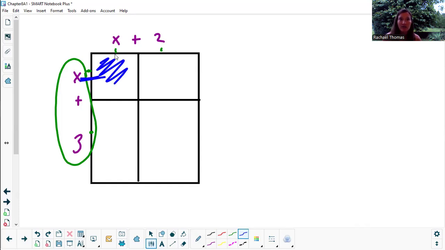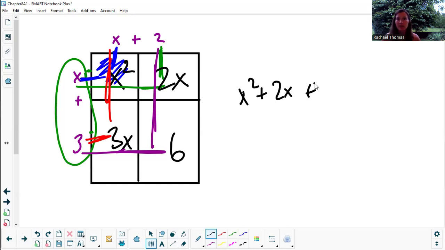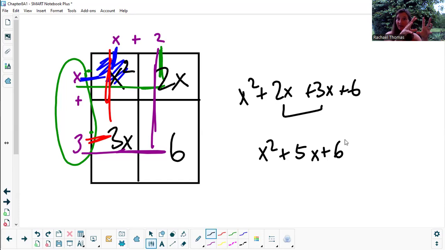Like this box was x this way and x this way. I'm going to fill it in with what would happen if I multiplied those two things together. X squared. This box over here is a 2 and an x. 2 times x is 2x. 3 and x together makes 3x. And then the last one is going to be 3 and 2 together, and that makes 6, and I add those all up. Combine my middle terms, and I get x squared plus 5x plus 6. Multiplying to fill in the boxes, then add together the things that are in the boxes.